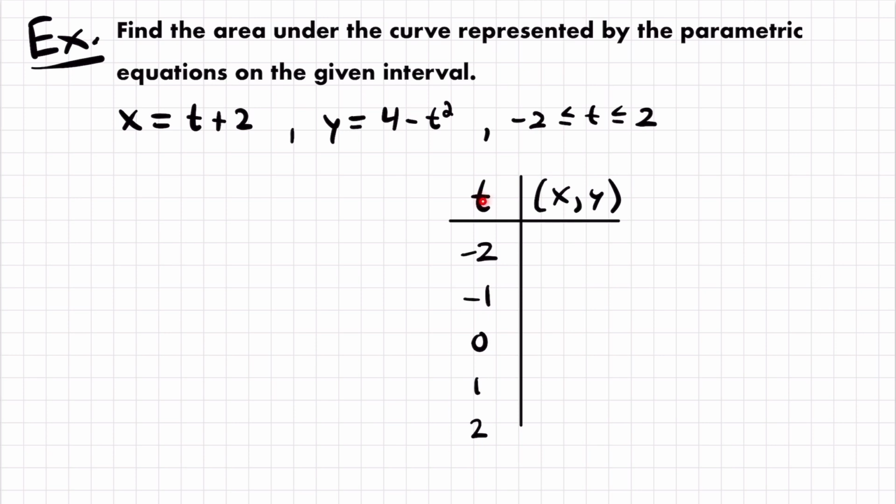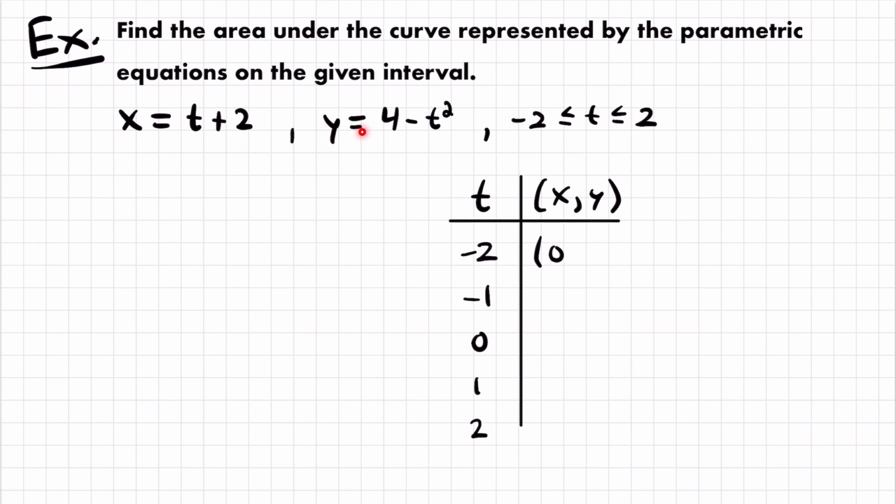And so let's plug each of these values of t into the parametric equations to get their corresponding x, y coordinates. When t equals -2, we'll plug -2 into each equation. So we'll have x equals -2 plus 2. That's going to be 0. So x will be 0 when t is -2.